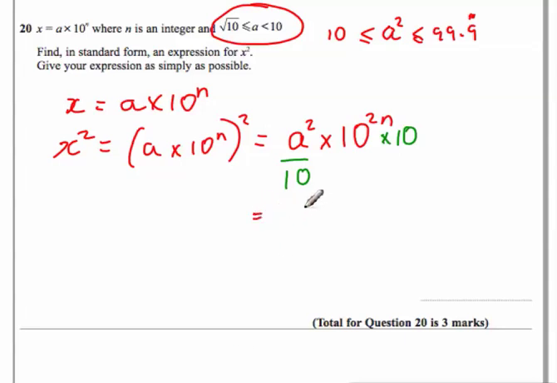So we're going to end up with a squared over 10 times 10 to the power of, and if you think of this as 10 to the power of 1, then you just add the powers, don't you? End up with 2n plus 1 there. Okay, so that's it. Bit convoluted and odd. If you want me to go through it again, first of all, play this back a few times and then come and see me if you're still not sure.